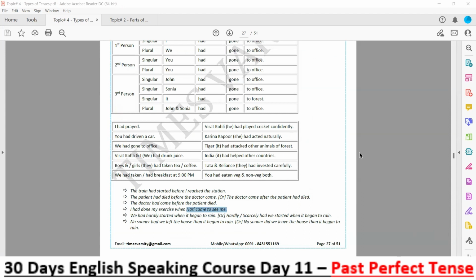Shehbaz, are you online? Yes, sir. Yes, yes. Please go ahead and read out the last two bullet points.